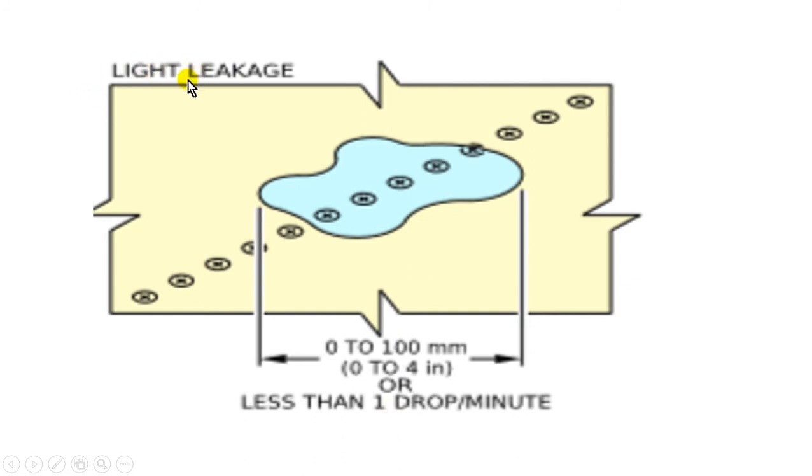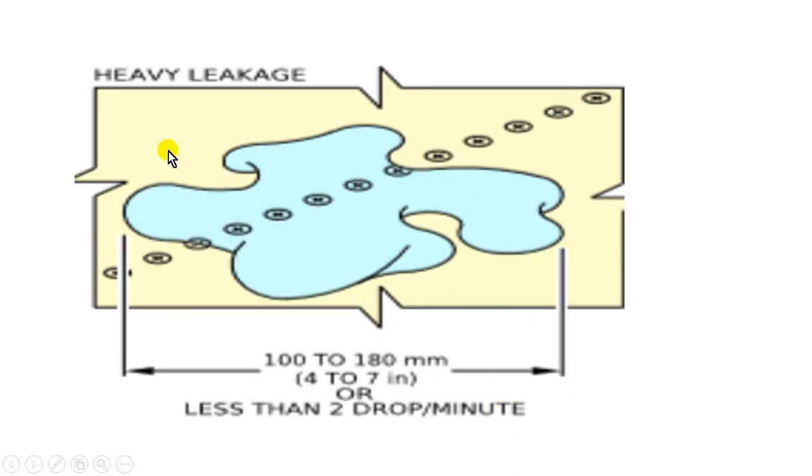This is the number 1, light leakage, and this is the longest dimension, not here, but this is the longest here. And this is the dimension from 0 to 100 millimeters, 0 to 4 inches, or less than 1 drop per minute. Okay?